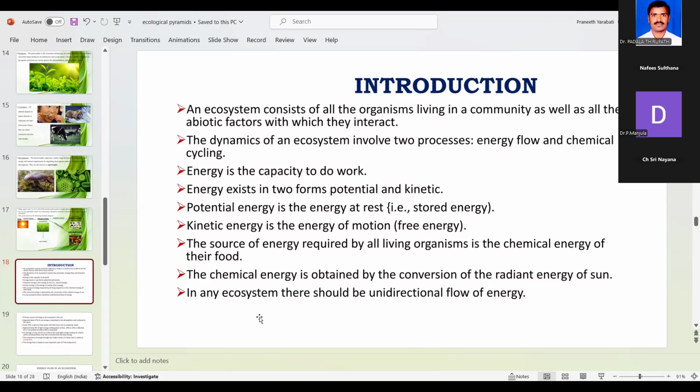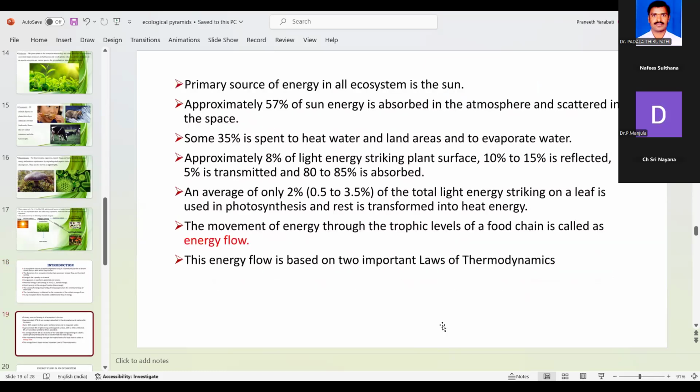So in any ecosystem, there is a unidirectional flow of energy. Generally energy flow is unidirectional. That is, it will not again reach back.